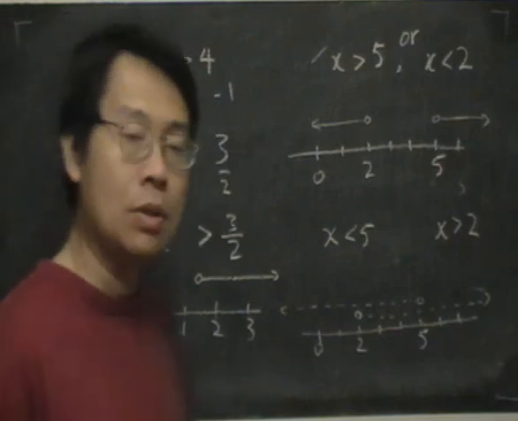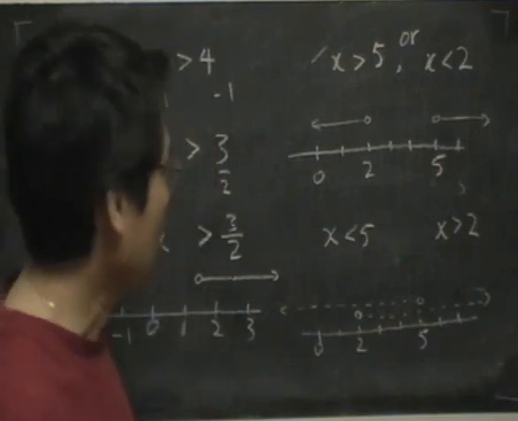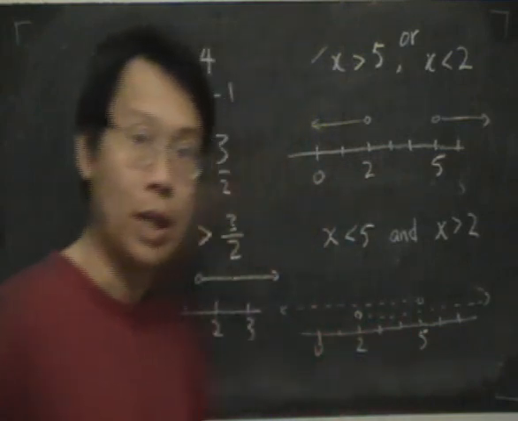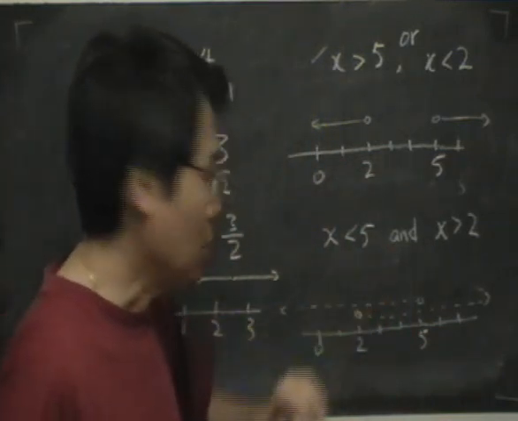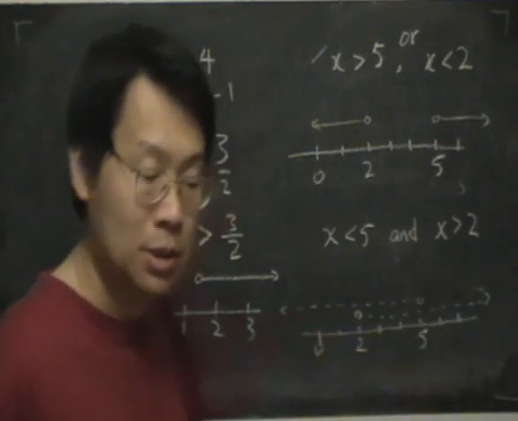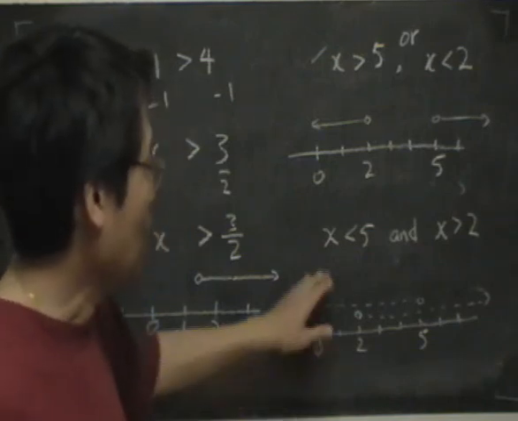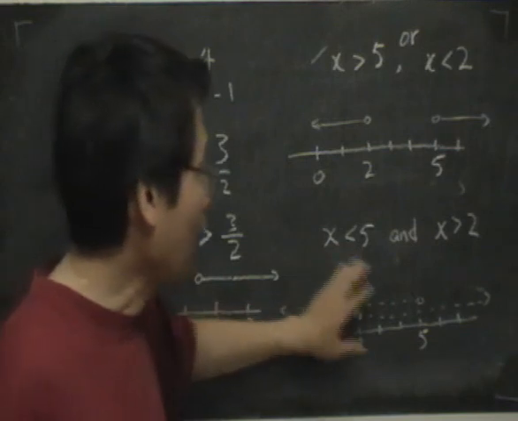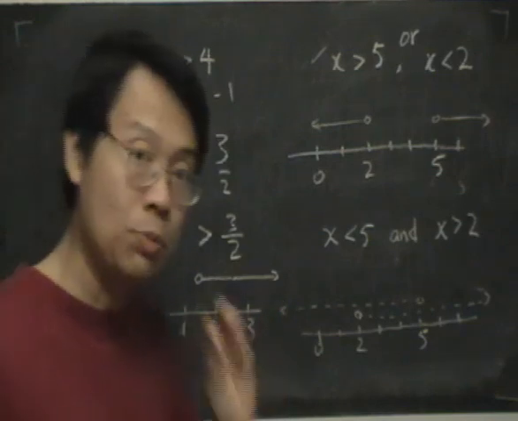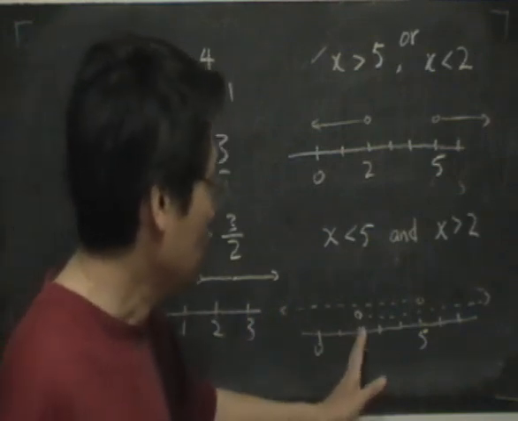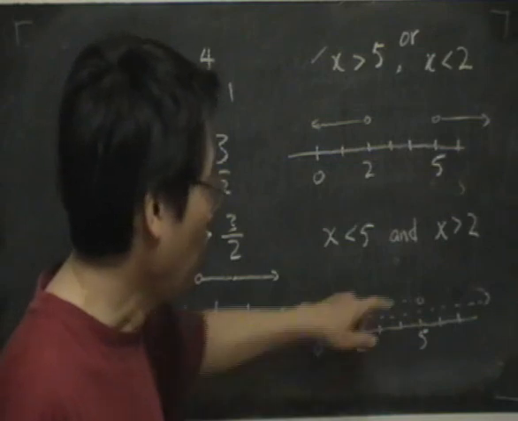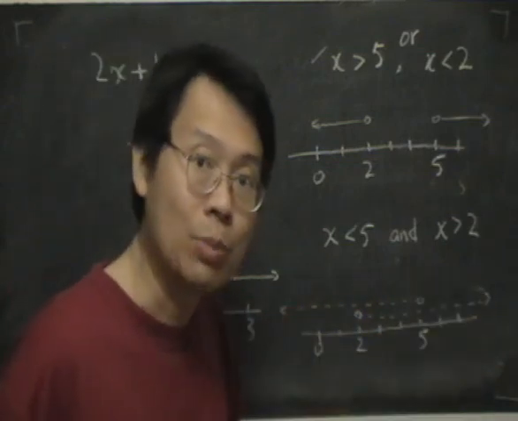Now, what happens here is that if I add the word "and" down here, if I really want an x that satisfies both inequalities, that means if I say that the x must be at the same time less than 5 and greater than 2, then the possible values of x would be just the numbers where the two lines overlap.